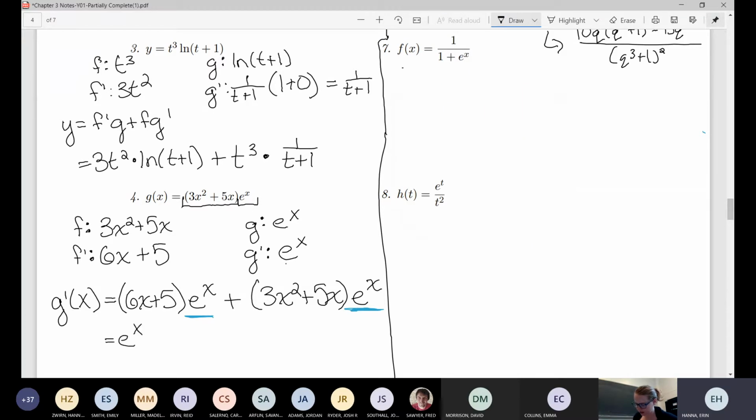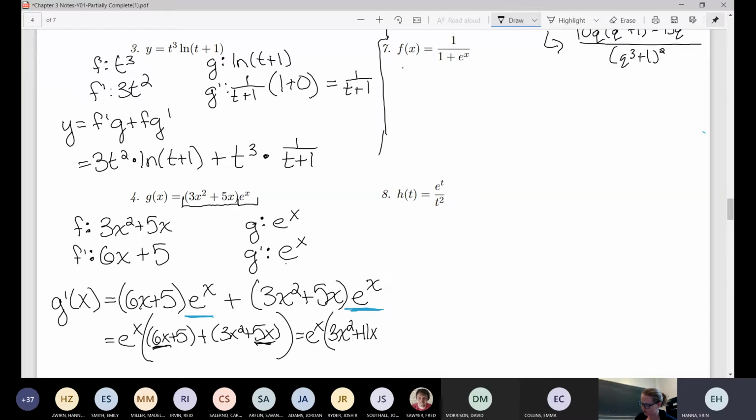So I could have e to the x. Now I'm going to put way too many parentheses in here to keep track of everything. I could technically drop those inside parentheses, but I'm just going to keep them for a second. So I could pull an e to the x out of both of those terms. And then I could also simplify that inside a little bit. So I have a 3x squared, the 6x and the 5x would combine together to be 11x, and then plus 5.